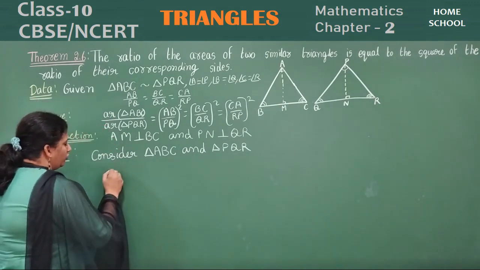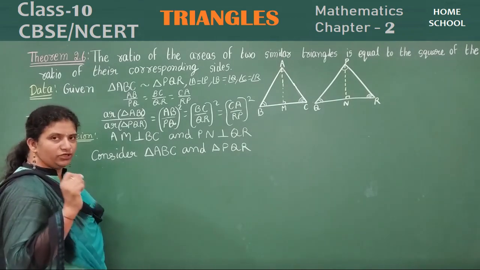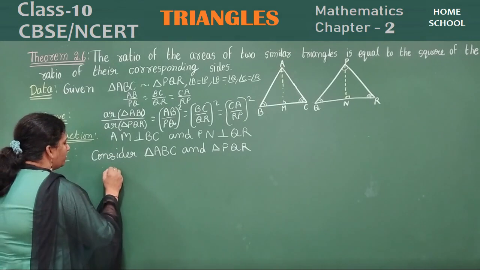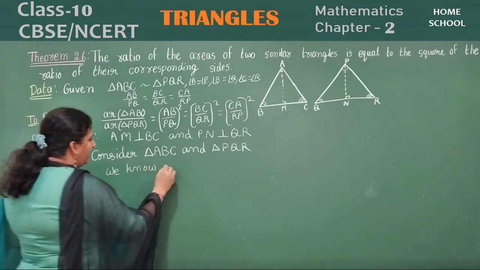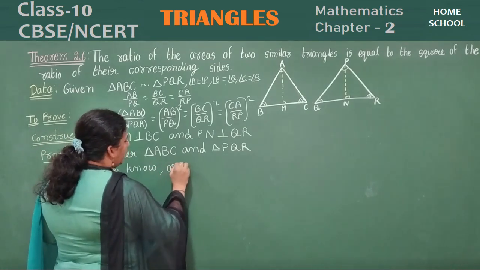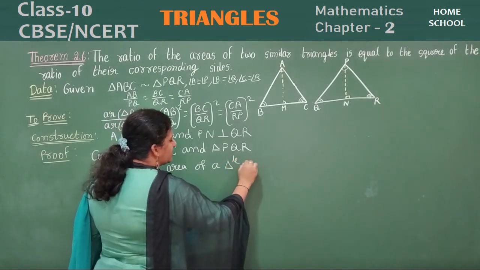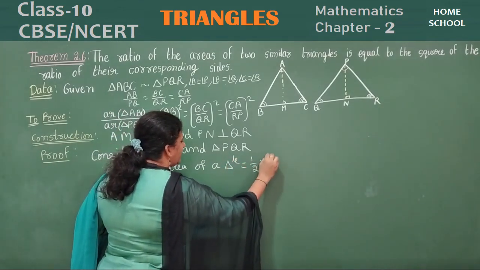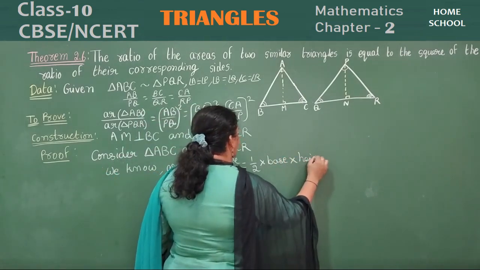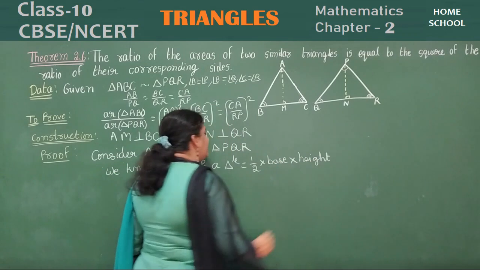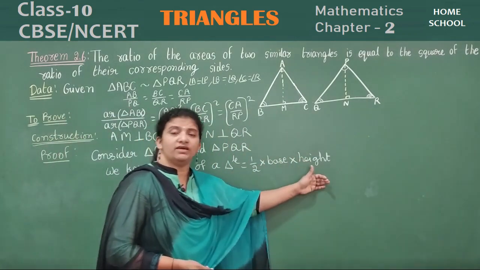So we know that what is area of a triangle? Half into base into height. So we know area of a triangle is equal to how much? Half into base into height, right? So when we are writing the theorem, this side we do with the statement and this side we give the reasoning.